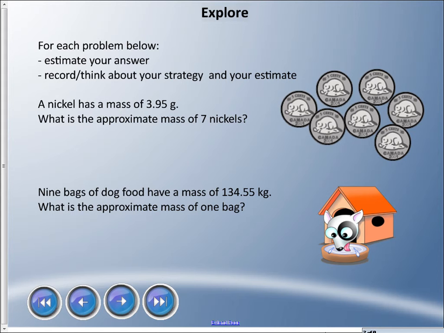As well, 9 bags of dog food have a mass of 134.55 kilograms. That's all together, 9 bags of dog food. What is the approximate mass of one bag? So you know the total now, but what is one bag? What are you going to do in each of these situations? Take a few minutes. Try and figure out what you think is about the right answer. We don't need the exact answer, but about.